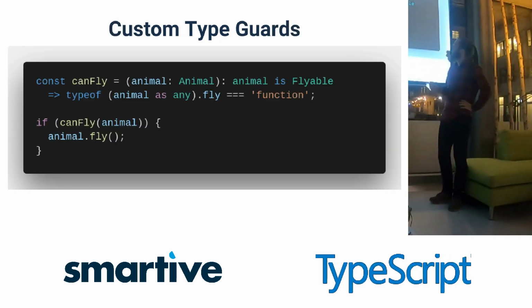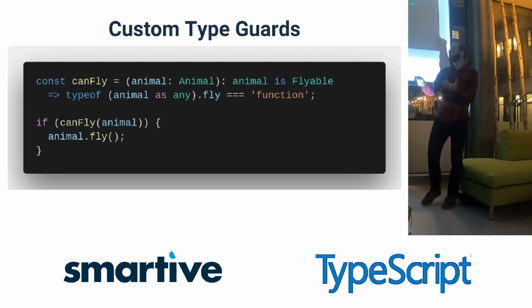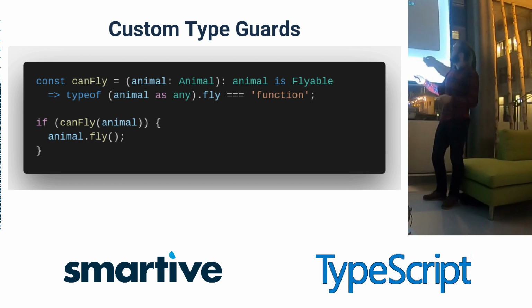Another interesting thing: let's say that you don't want to cast a type, but there is some custom logic to decide whether some object actually belongs to a type. This is what you can do here. You can define a function that checks in some custom way, okay, this is a flyable object, and then you can say the return type is "animal is Flyable", which is basically a Boolean, but it indicates that if this returns true, then TypeScript can assume that this is actually a Flyable. So it's a kind of safer cast. Of course, it depends on how safe your implementation of this function is.